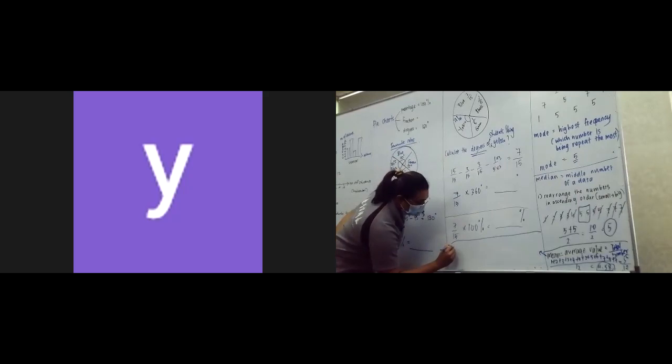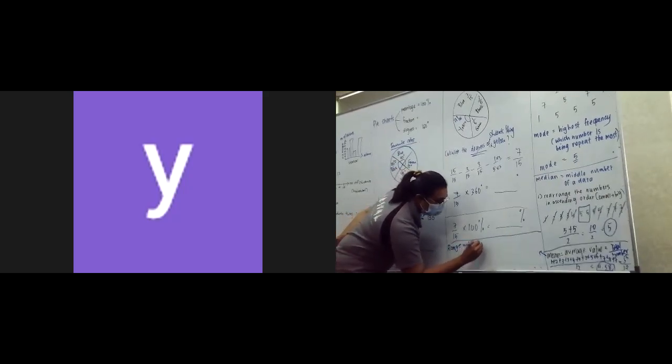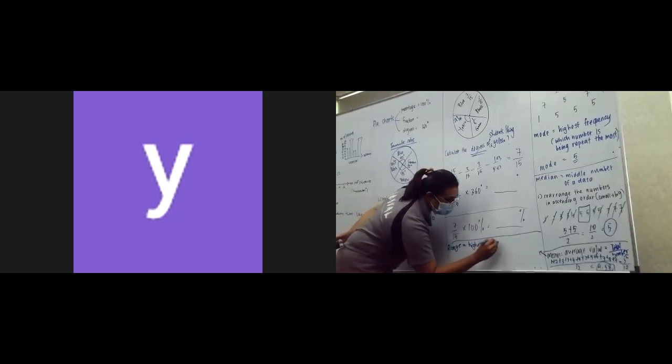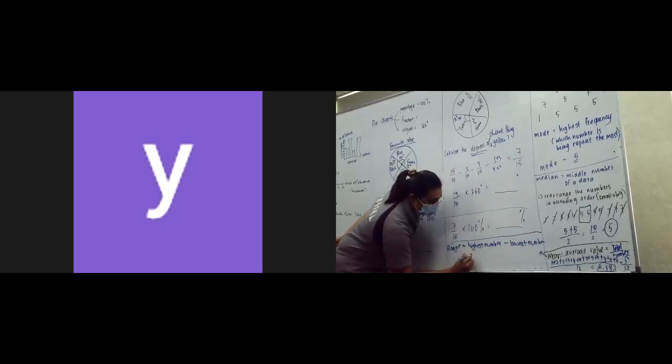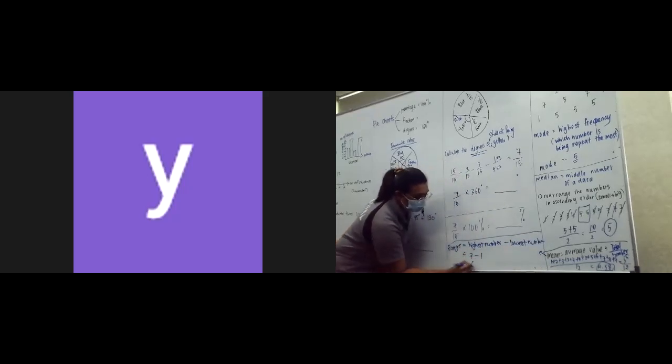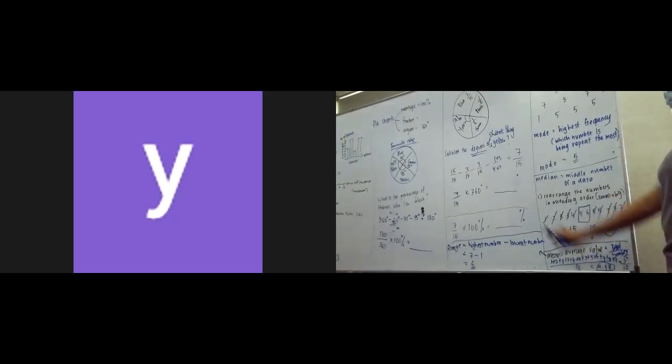Range is the highest number minus the lowest number. So what's the highest number? Lowest number? So very easy, huh? Okay. So this is how you calculate mode, median, and mean, as well as range for ungrouped data.